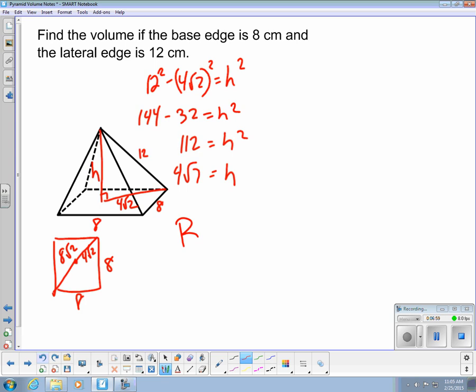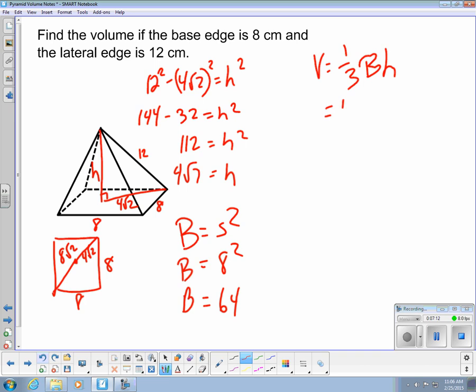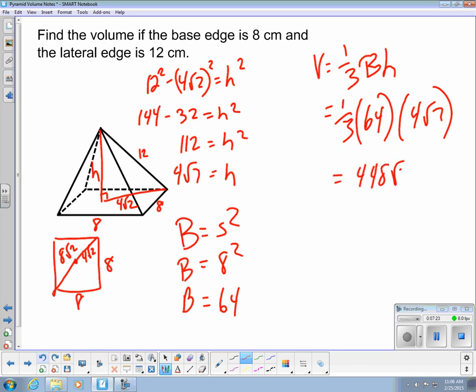Now my big B is a square, so it's s squared. So big B is equal to 8 squared, which is equal to 64. So volume equals 1/3 big BH. So 1/3 times 64 times 4 square root of 7. When I multiply all that out, I'm going to get 448 square root of 7 all over 3. And of course, this was centimeters cubed. Okay. Alrighty. So now let's go to our next problem.